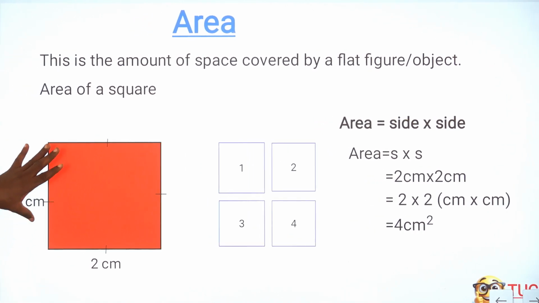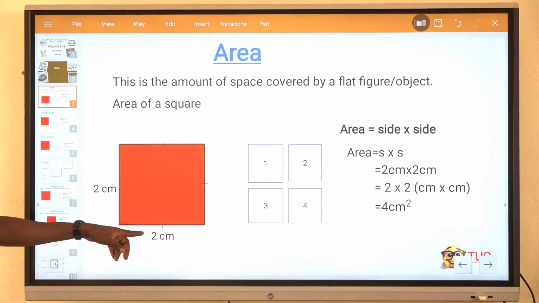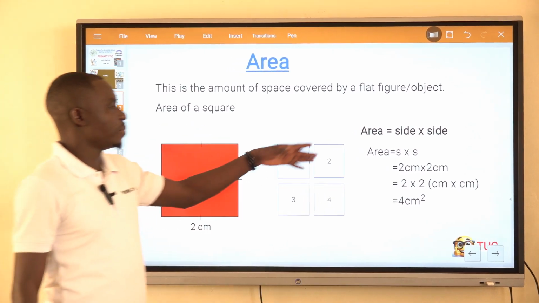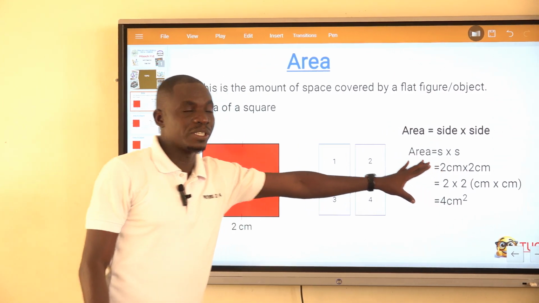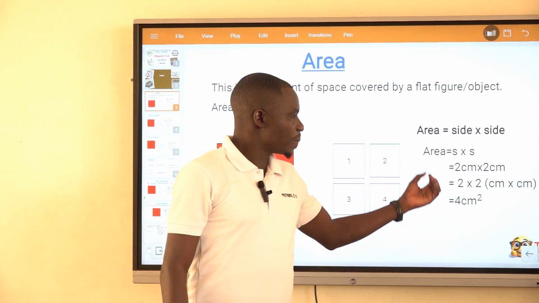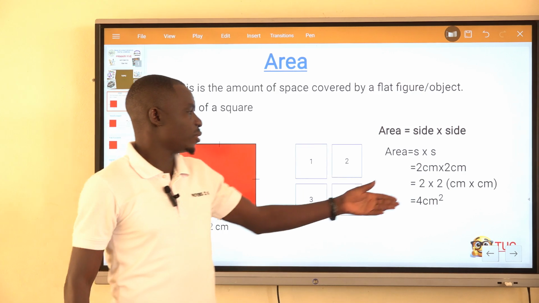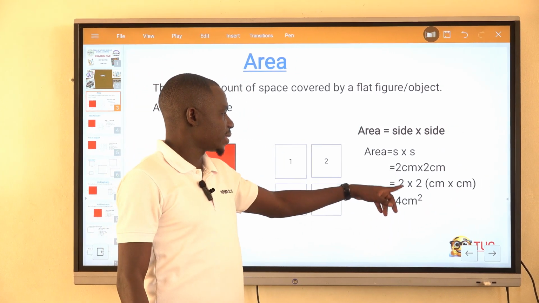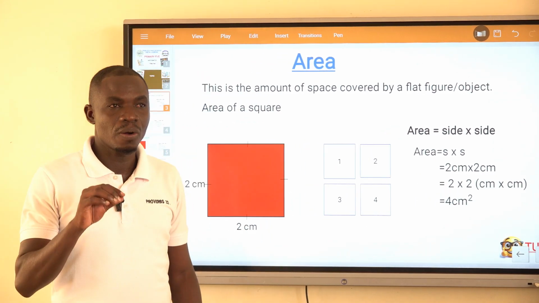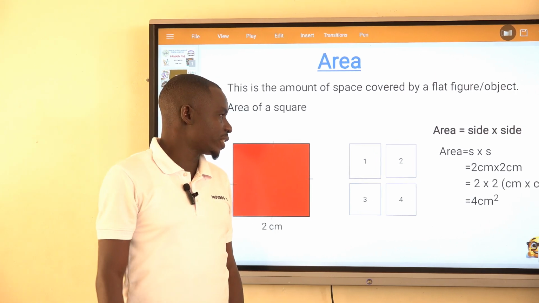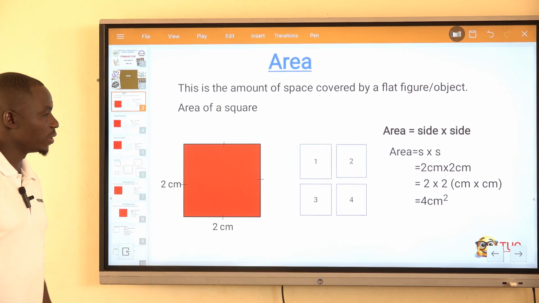Now, if we consider this example, where this square has sides of 2 centimeters, how do we find the area? We use the formula area equals side times side, so we multiply 2 centimeters times 2 centimeters. It's important to multiply the numbers together, then the units together. We have 2 times 2, which gives us 4, but also don't forget to multiply a unit times a unit. Centimeter times centimeter gives us 4 centimeters squared.